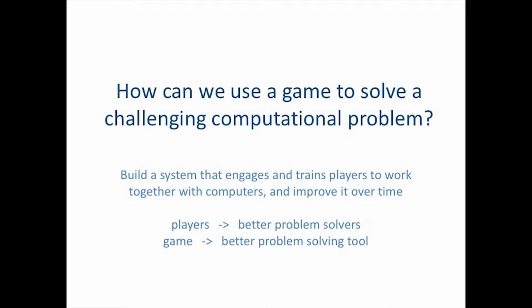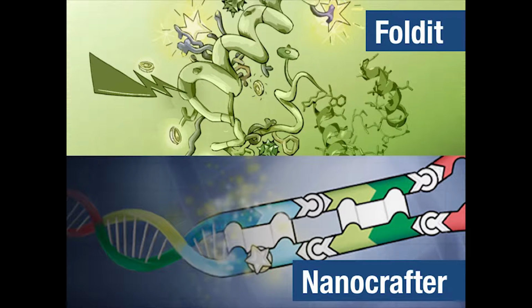I'm going to talk a little bit about two scientific discovery games that I've been working on. The first one is called Foldit. Foldit is a multiplayer online game where the players are competing and collaborating to predict, to fold, and to design protein structures. Foldit was released in 2008, and since then it's had over 400,000 players.